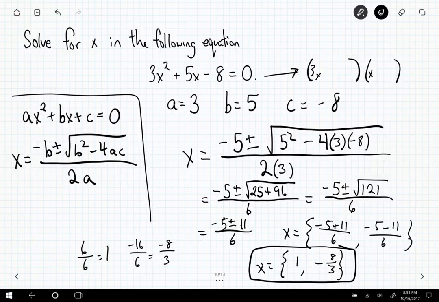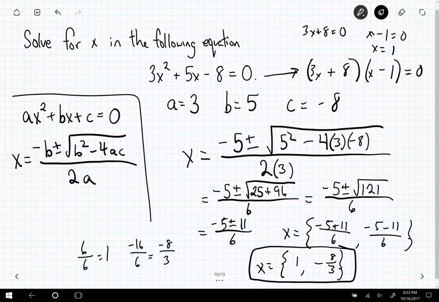Okay? And then we're looking for factors that make negative 8 but add to positive 5. Notice if we do plus 8 right here and a minus 1 right there, and set each factor equal to 0, what happens? We get 3x plus 8 equals 0, or x minus 1 equals 0. So you get x equals 1, or in this case you get 3x equals negative 8 and x equals negative 8/3.